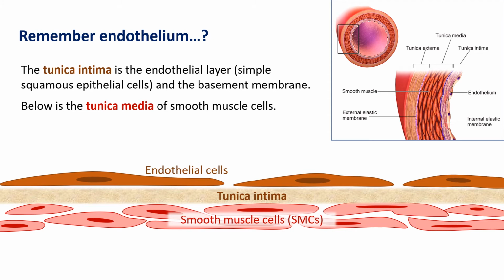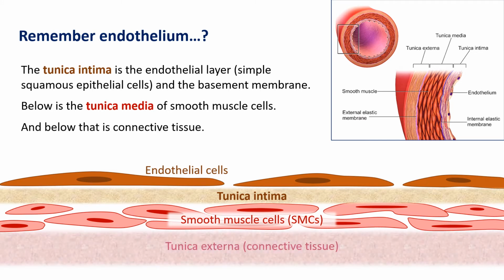Below that, we have the tunica media. And this is our layer of smooth muscle cells. Remember, our smooth muscle cells, they're little shapes that all fit together. They communicate via gap junctions, but they don't have sarcomeres. They contract in a different way. And below that, we have a layer of connective tissue. This is the tunica externa, is the connective tissue layer. Where we're going to focus now is really on the tunica intima, although our smooth muscle cells will have their part to play soon.